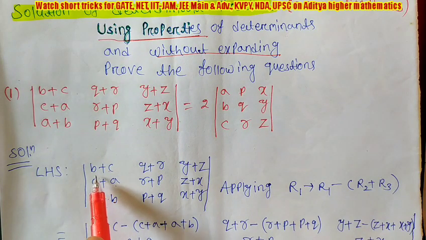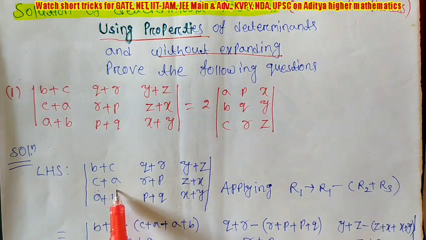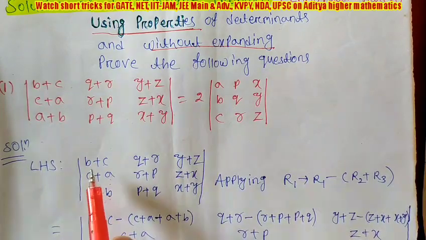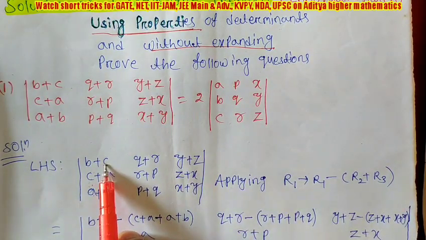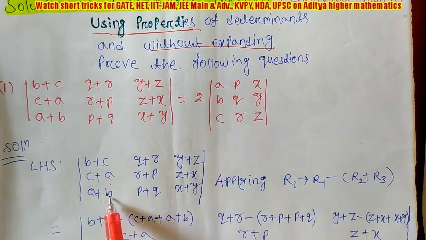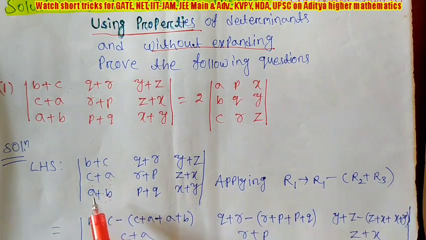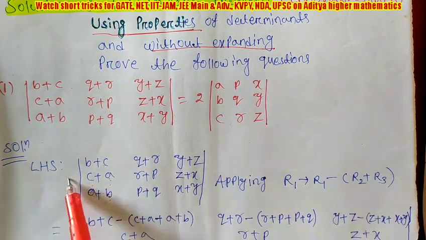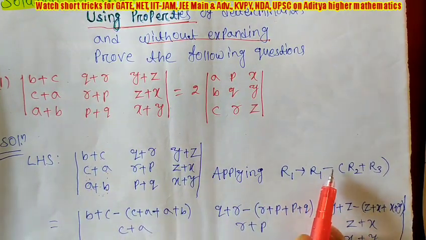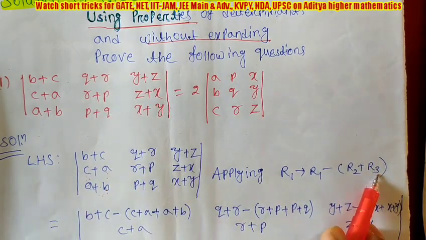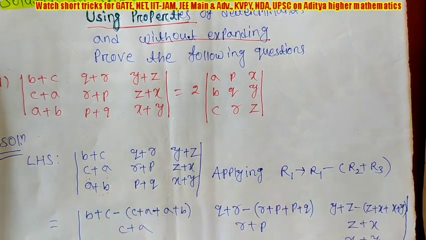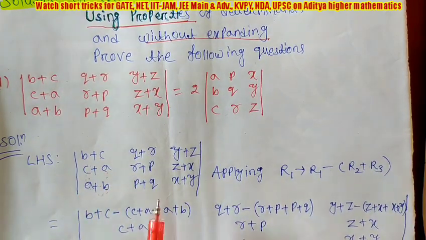After that, you can see the first row contains B plus C, the second row contains C plus A, the third row contains A plus B. My aim is to cancel that B plus C by using some other rows. Now you can see the second row contains C and the third row contains B. If I add both R2 and R3, then we will get B plus C. Then if you subtract it from R1, you can cancel. So I am doing the same thing. R1 changes to R1 minus (R2 plus R3), because R2 contains C, R3 contains B. If you add R2 and R3, you will get B plus C. After that, you have to subtract from R1. So now do this.